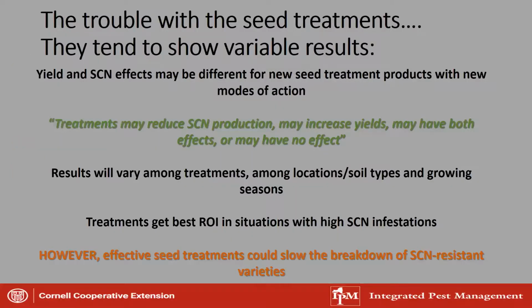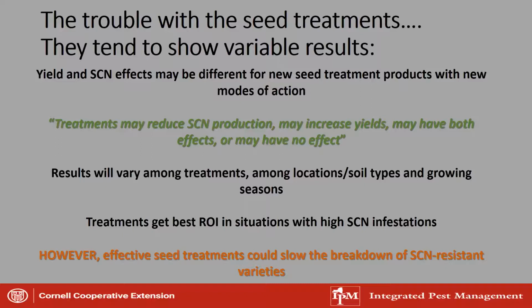But it's great to know that we have all of these tools, but they do tend to show some variable results. Just like we saw with the sudden death syndrome, it all depends on the pest or disease pressure. The lower the SCN population pressure is, the less likely you are to have a return on investment for these things. And the scientists are saying, this is a great quote from one of the SCN gurus: treatments might reduce the SCN reproduction, they might increase yields, they might do both, or they might not do either of them. So it just depends on the situation. They can vary among soil types, locations, growing seasons.